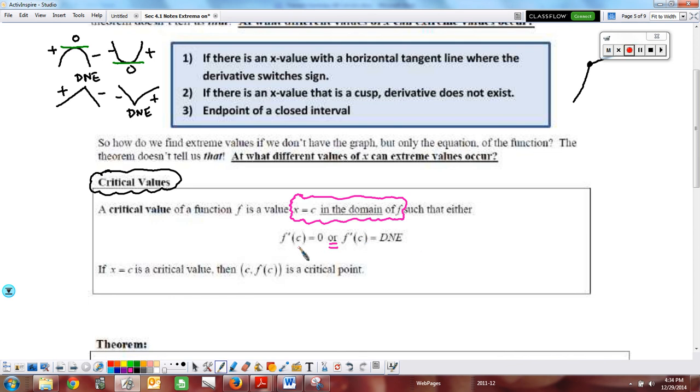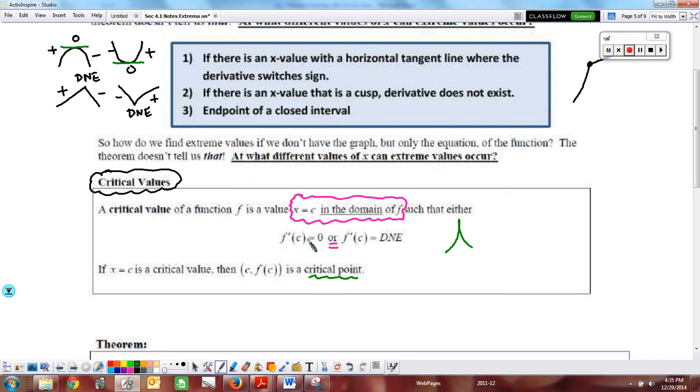So this is the horizontal tangents or the cusp. It could even have vertical tangents, provided that the vertical tangent is also kind of a cusp. So in general, we'll just say the derivative does not exist. And at these critical values, where the derivative is 0 or the derivative does not exist, that's what we're going to call a critical point. A critical point is a point where there may be an extrema. So we're going to check it.